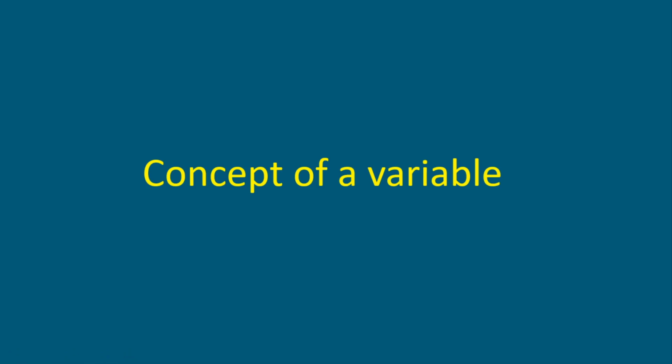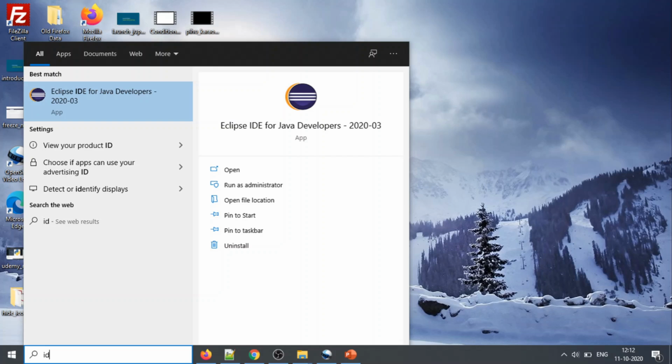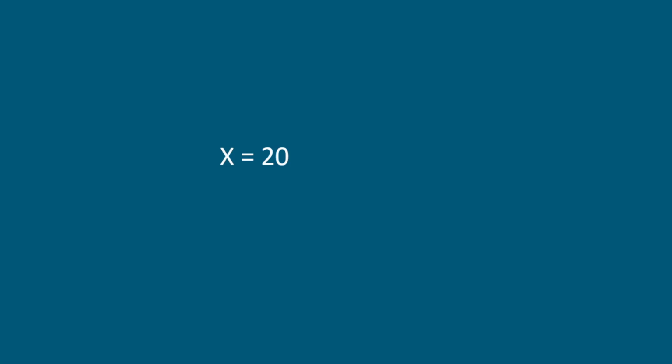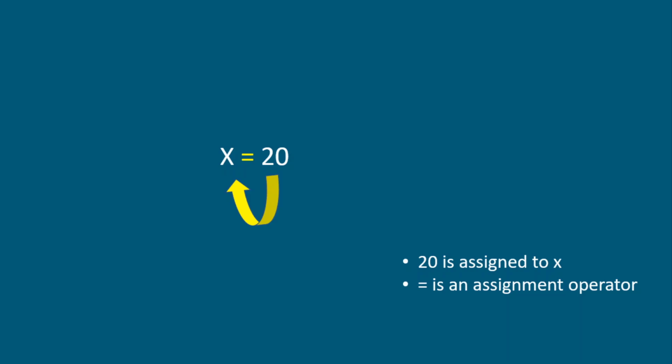Let's explore the concept of a variable in Python. Open the Python IDLE and write a simple Python command, x equals 20. In technical terms, you can say that you are assigning the value 20 to the symbol x. Equals is an assignment operator in Python that assigns whatever is on the right side of it to the entity on the left side of it.